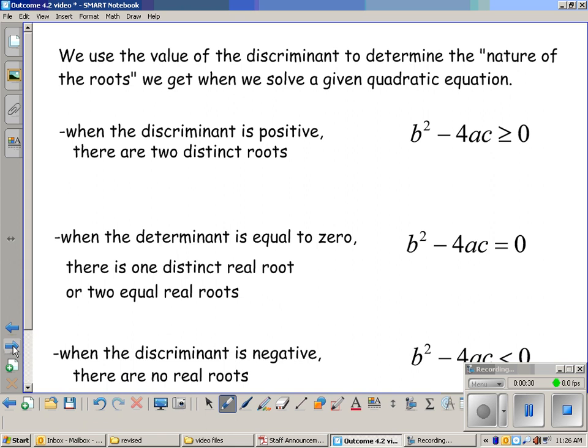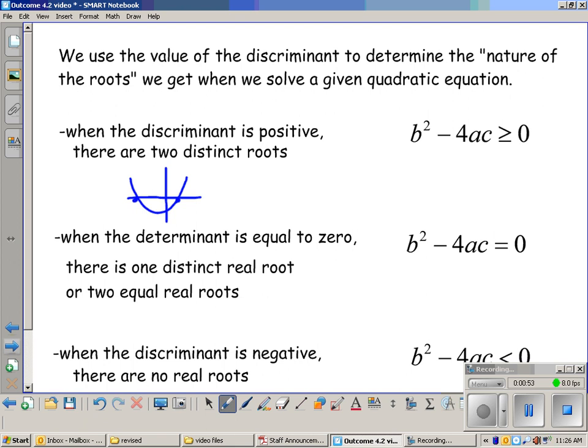We use the value of the discriminant to determine what we call the nature of the roots we get when we solve a given equation. So for example, when the discriminant is positive, there are two distinct roots, meaning that if we were to graph our quadratic function, that quadratic function would cross the x-axis in exactly two different places.